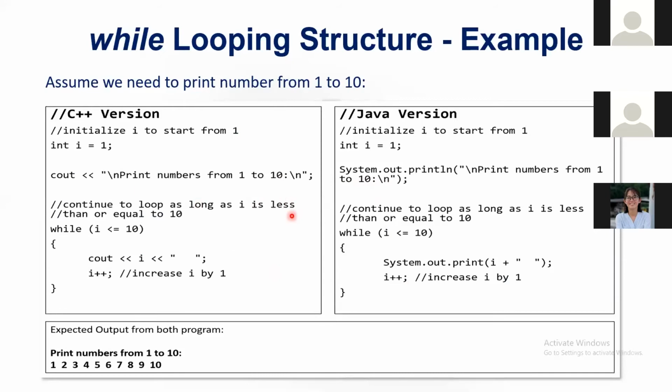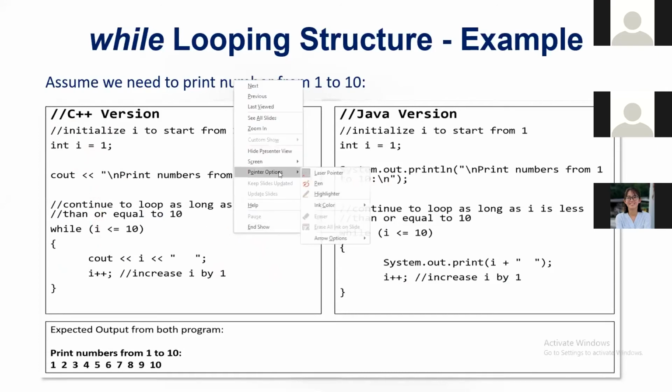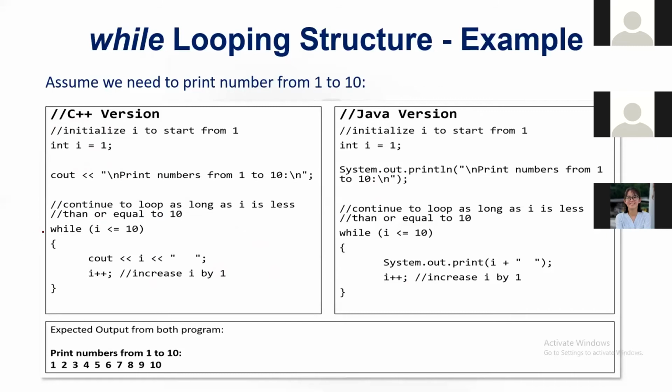From here, a simple example is that you need to print numbers 1 to 10. So what you do, first you declare a variable, which is i equals 1. So when you come in here, what you do is check the condition. You check whether it is correct or not.